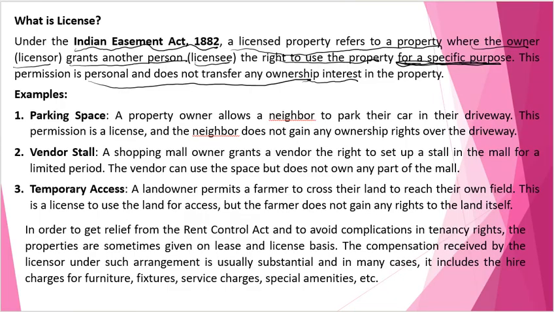So, examples of license: parking space. Let us suppose a property owner allows a neighbor to park their car in the driveway. This permission is a license because the neighbor does not gain any ownership right over the driveway. He just can park his car in the driveway.